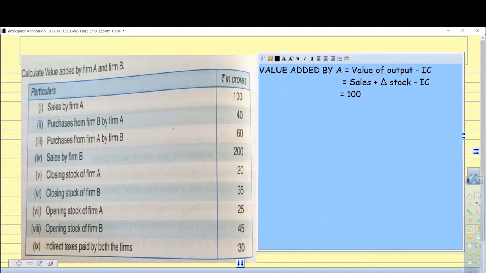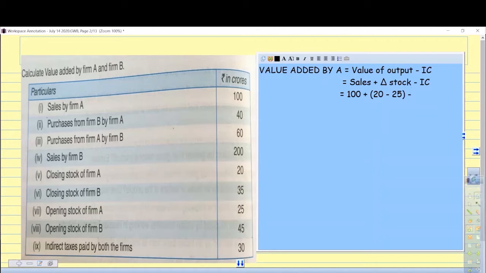Sales is 100 for firm A. Look at the question. Sales is 100 and change in stock. Change in stock we have to derive using the formula closing stock minus opening stock. Closing stock of firm A is 20 and opening stock is 25.